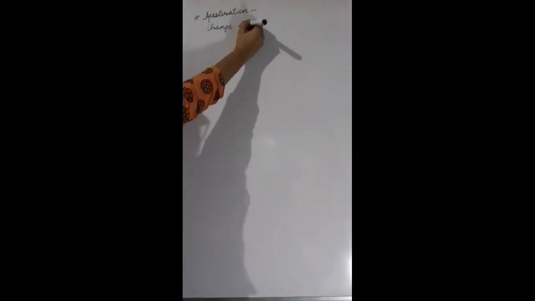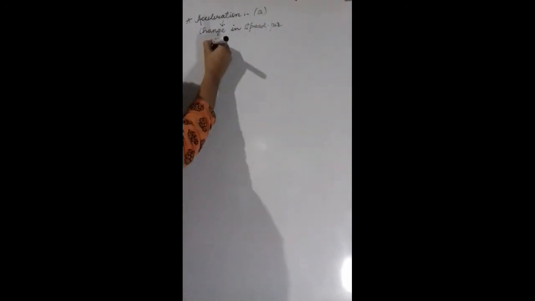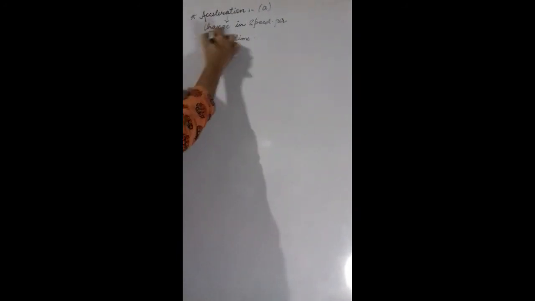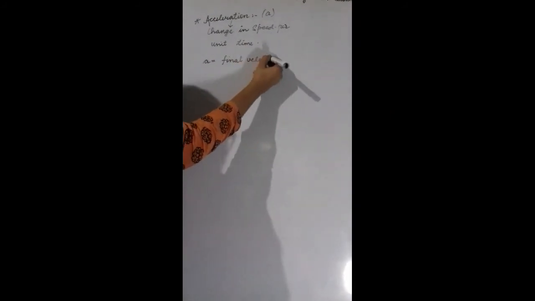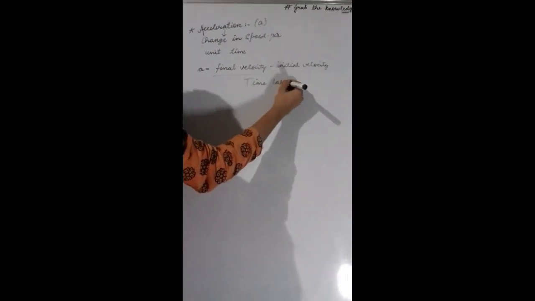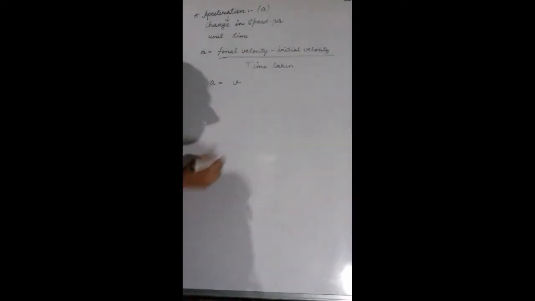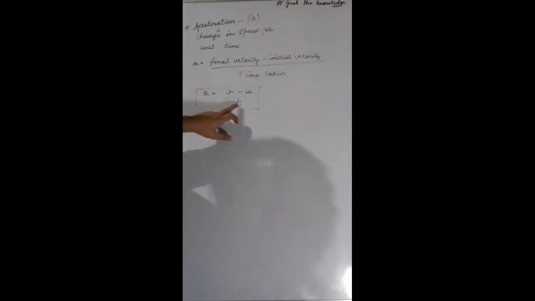Now coming to acceleration. What is acceleration? Acceleration means change in speed per unit time. Actually, what kind of change? It's an increase in speed. Sometimes you notice that when you are driving a bike on the highway, you accelerate. That means you have increased your speed, and it is given by final velocity minus initial velocity divided by time taken. Acceleration is denoted by a, final velocity by v, initial velocity by u. The formula becomes a is equal to v minus u upon t.